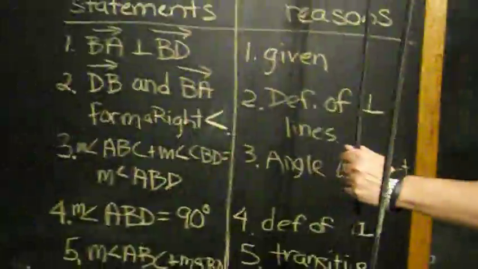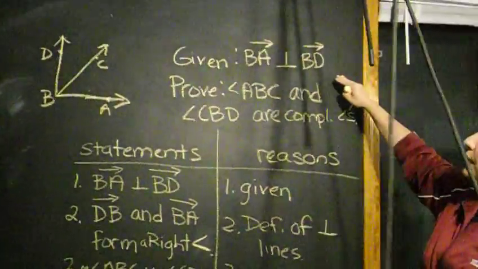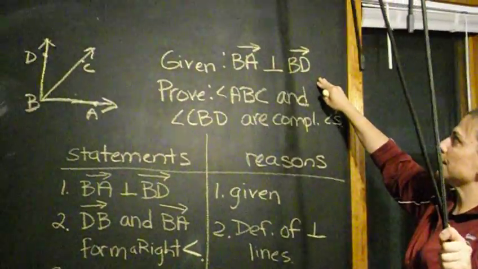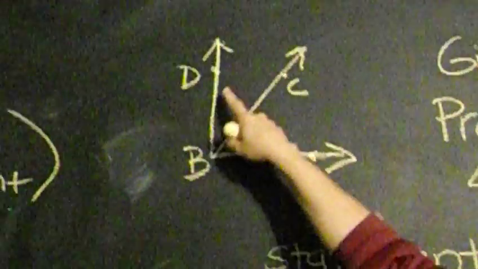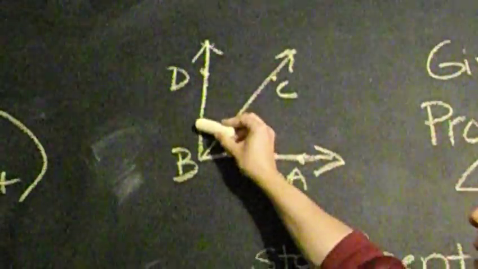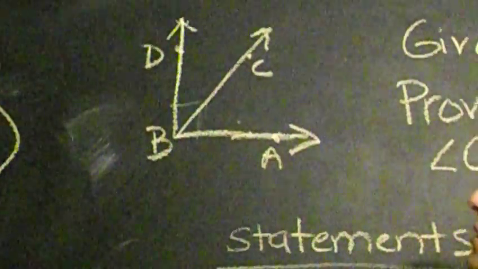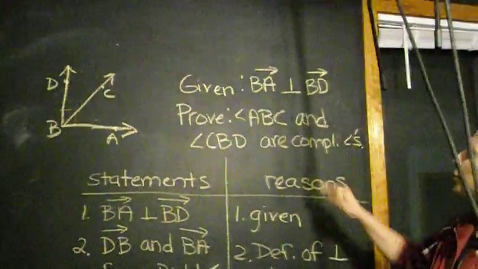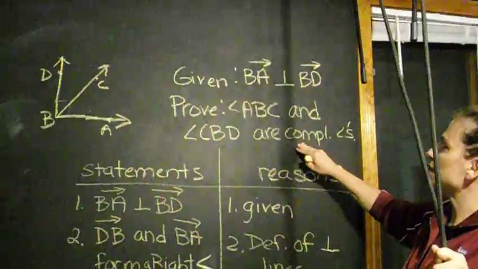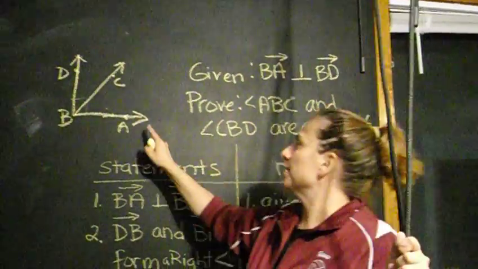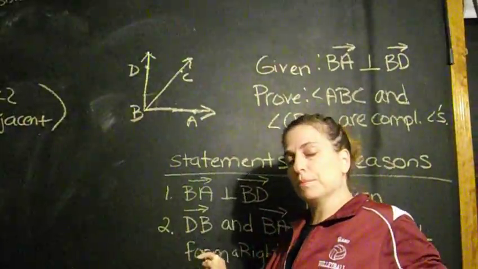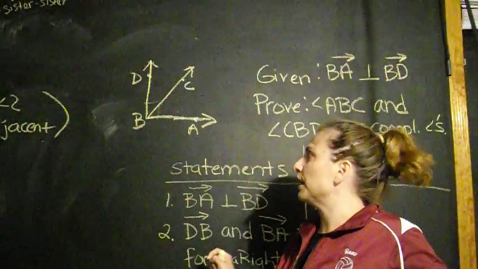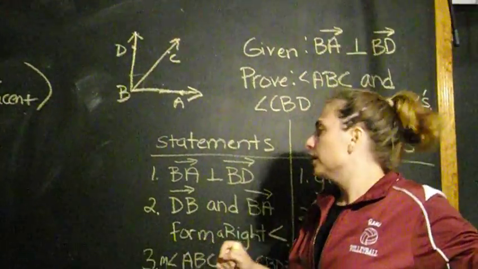Over here I have a proof. Given BA is perpendicular to BD. So here's BA and here's BD, and I know that that means that that's perpendicular. Prove angle ABC and angle CBD are complementary angles. So we have to prove ABC and CBD are complementary angles. Complementary angles are angles that equal 90 degrees when added together.